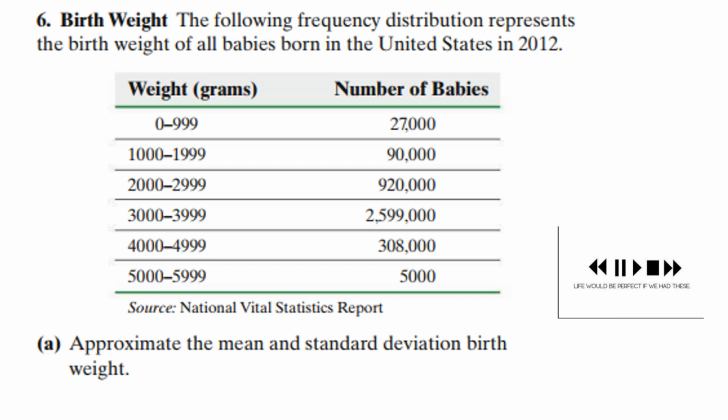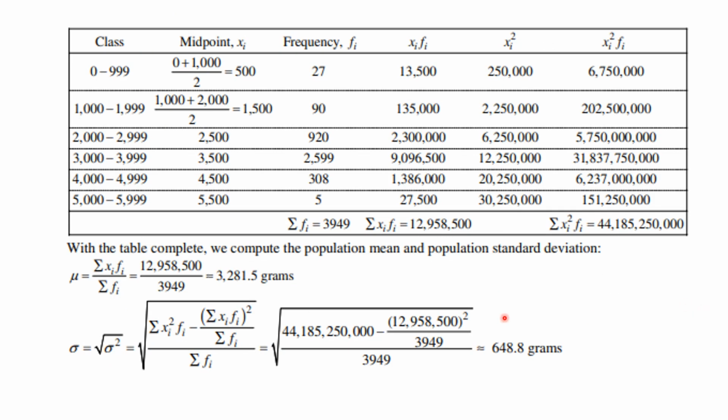Let's see how you did. All right, so here are the tables like they are in your books, and here are the formulas that we use. Notice we're using the shortcut formula here. And so we get the mean is 3,281.5 grams, and the standard deviation is 648.8, again, grams.